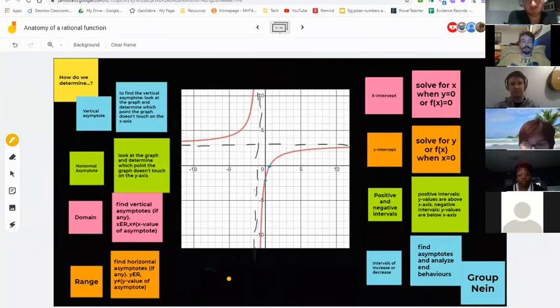So for the range, we said that it depends on horizontal asymptotes. So you find the value of the horizontal asymptote, and that value is what the range can't be. And so y is just all real numbers except for that one value.